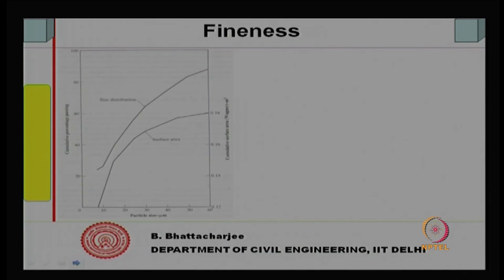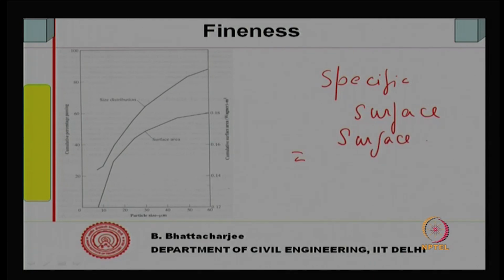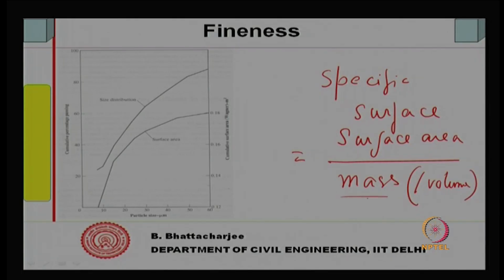For example, we use the concept of specific surface. Now, specific surface is defined as the surface area per unit mass or maybe volume, which we will look at later on. Now, in case of cement, of course, you use surface area per unit mass. Now, you can see this.